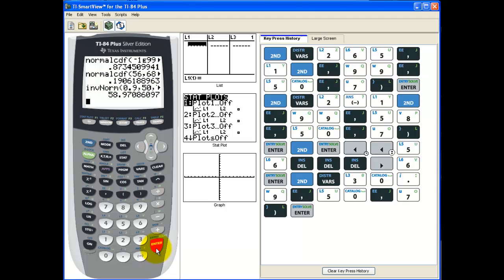And there's your x value right there, 58.97 and some change. Now the next example I have is one that involves a bit of context. Let's look at number 20 on the same page, 402, and the problem says as follows.